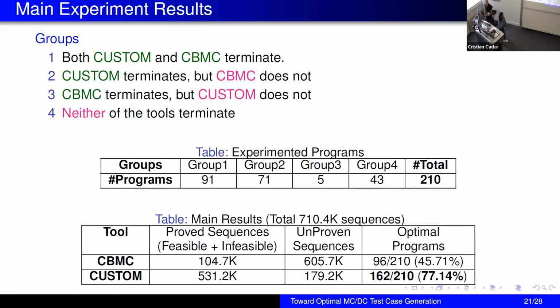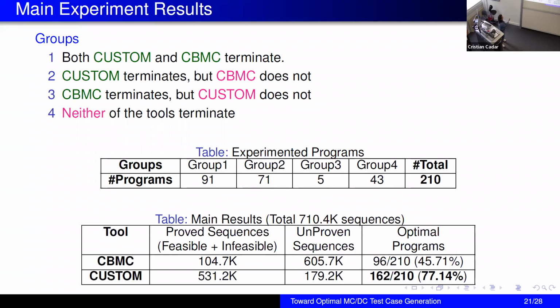Okay. Yeah. Sorry. So mainly we have divided our experimental results into 4 groups. In the first group, we can see that both the custom and CBMC terminate. In the second group, custom terminates but CBMC doesn't. In the third group, CBMC terminates but custom doesn't. And in the fourth, neither of the tools terminate.